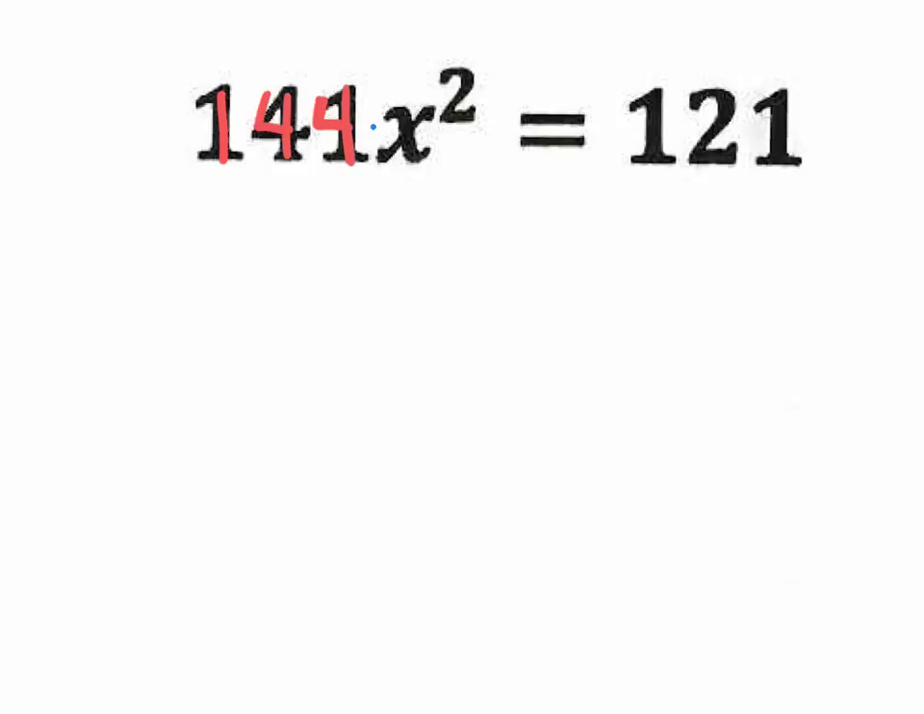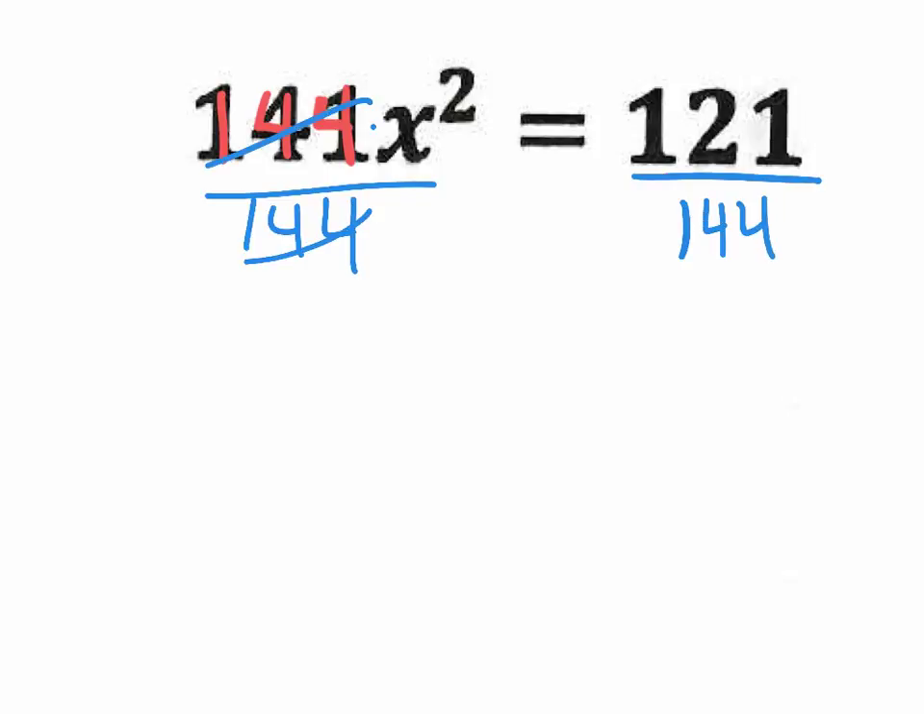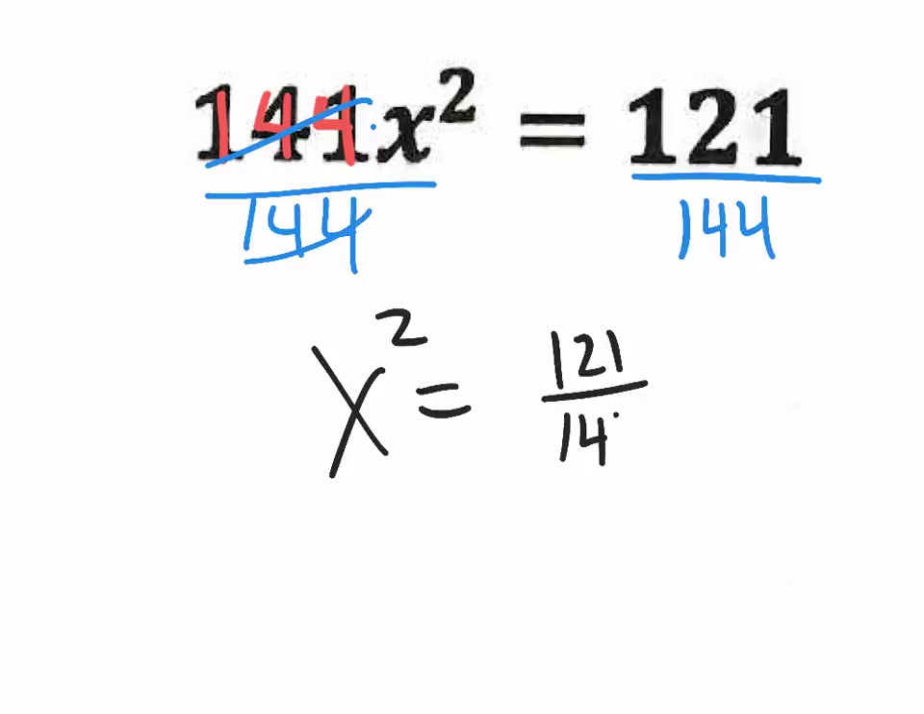To get rid of a multiplication of 144, what do we do? The opposite of that, which is divide by 144. So that'll cancel out. What you do to one side, you do to the other side. Divide by 144. You will have x squared equals 121 over 144.